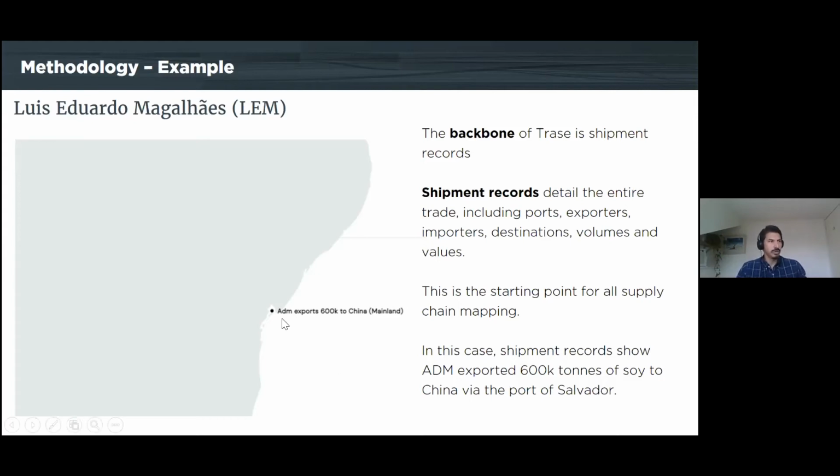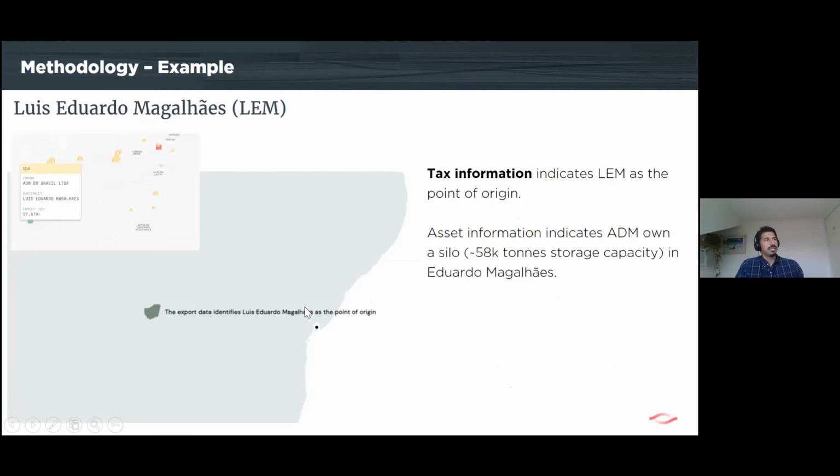So in this case, we saw the ADM case that was leaving from the port of Salvador in Bahia in Brazil. Great. Another piece of information in the customs declaration is where the tax for that commodity was paid, which then links us back to the municipality where the commodity was last stored or processed. So we can use the tax codes to link that ship back to a processing or storage facility.